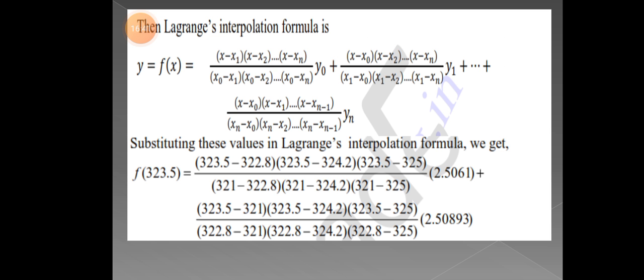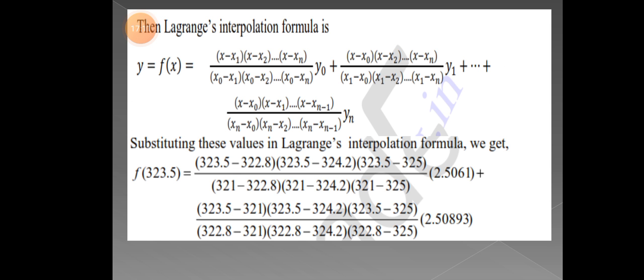Now, substituting these values in Lagrange's interpolation formula, we get f of 32.5. That was asked in the question. So instead of x, you have to apply this decimal value minus x0, x1, x2, x3, etc. up to xn, like that it goes on. But here only four values were given, that is x0, x1, x2 and x3.